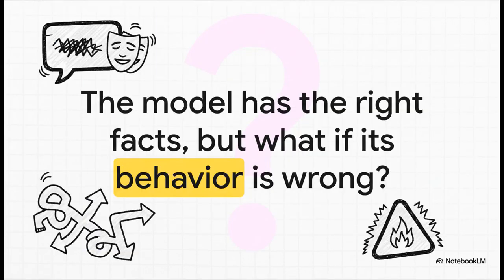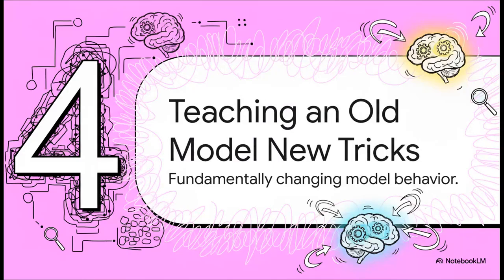All right, so now we're facing a totally different, much more subtle problem. Thanks to RAG, our model has all the right facts. Great. But what if its answer is in the wrong format? Or the tone is just completely off? Or maybe it isn't following a really complex instruction, or worst case, it's generating unsafe content. The information is right, but the behavior is wrong. To fix these deeper behavioral issues, we need a much more powerful technique.